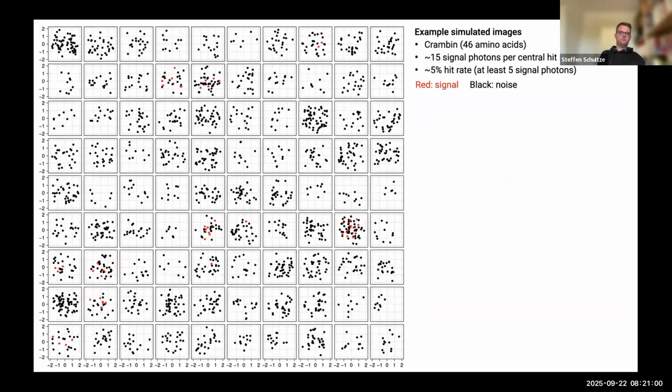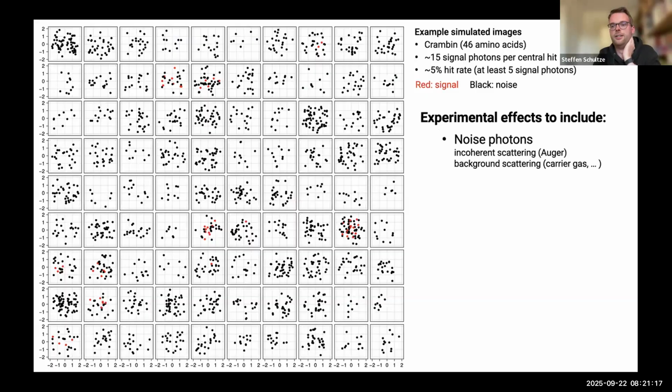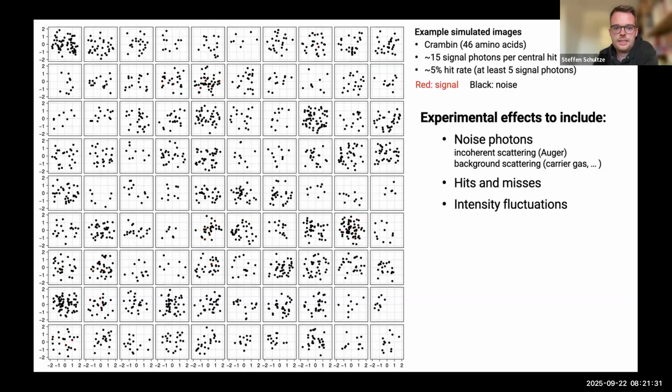A more realistic representation of the images, this is still simulated, but should be qualitatively accurate, is this. You can see here in red the signal photons, and in black the noise photons, and they really dominate clearly. Also you can see that only very few of the images actually contain data. Those are the hits and the others are the misses. The problem is that if I turn off the coloring, you cannot tell which is which. So this one actually has to take into account as a nuisance parameter.